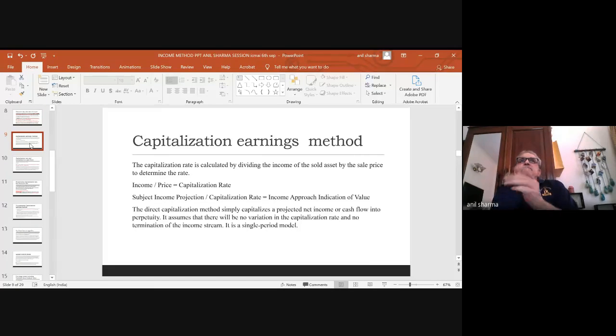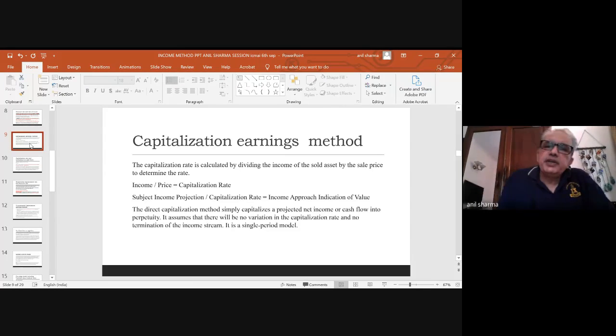So you got a 10 lakh rupee asset, 10 lakh rupees you invested, and you have a flow of income of 1 lakh rupees per year, but at the rate of growth of 4%, and your discounting rate is, let's say, 12%. The return that you expect is 12%. Then 12 minus 4 is 0.08. 1 lakh upon 0.08 will be your income valuation. That is the fundamental capitalization earnings method.